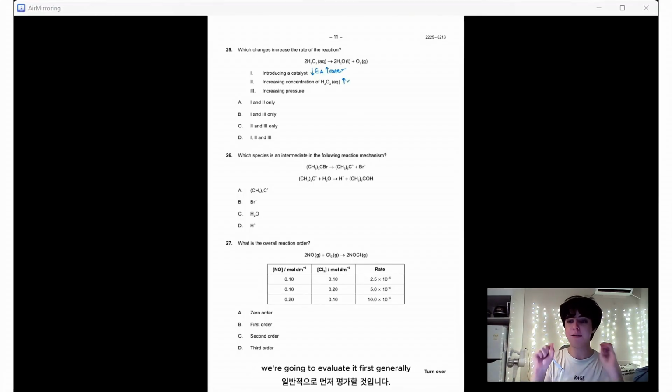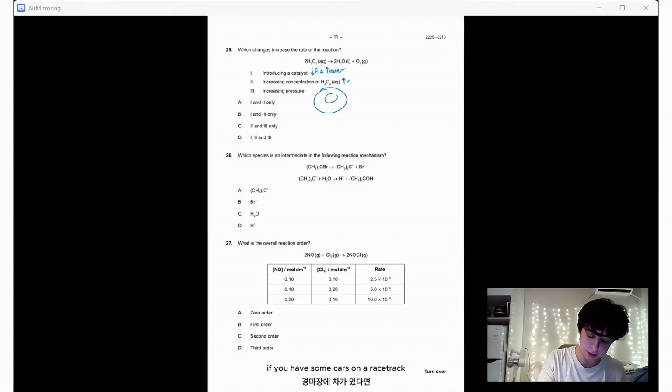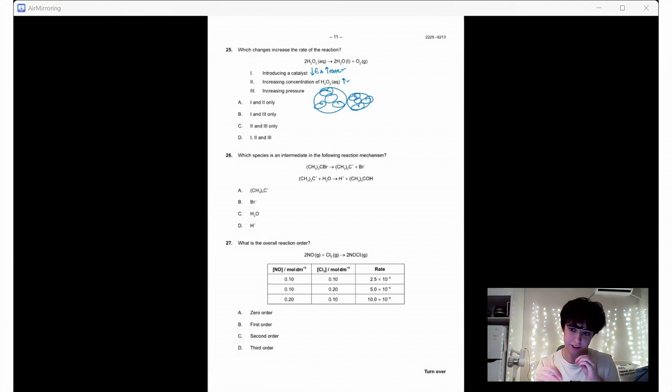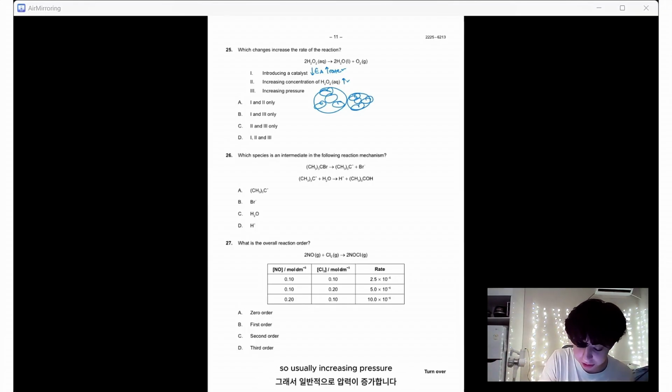Now, 3, we're going to evaluate it first generally and then in the context of the question. So increasing the pressure. Once again, I like to think of this with cars. Pressure and volume are related inversely. If you increase one, you decrease the other. So if you increase the pressure, you're going to decrease the volume. This would be like if you have 3 cars on a racetrack and then you decrease the size of the racetrack. They are more likely to run into each other, more likely to cause a crash and increase the rate of the reaction. So usually, increasing pressure does result in an increased rate of reaction.